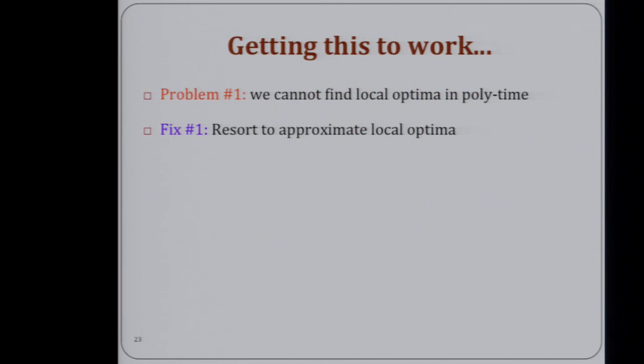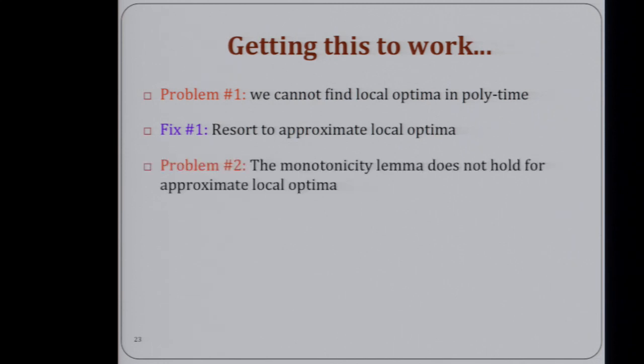So we can fix this issue, but now we have problems because, sure, we can find an approximate local optimum, but we needed the monotonicity lemma before in order to apply known results for monotone submodular functions. Once we go for an approximate local optimum, the monotonicity lemma may not hold anymore. So we run into a second problem. Without the monotonicity lemma, we cannot use any known result. So we don't know what to do.